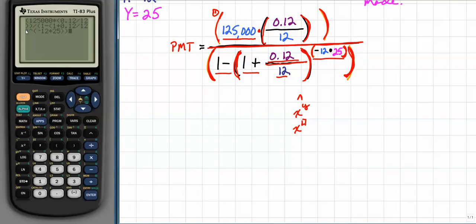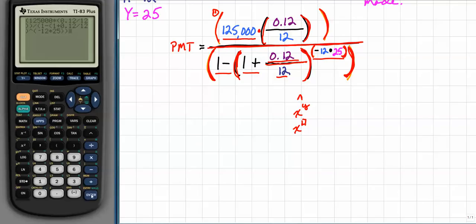So, open parentheses 125,000 times open parentheses 0.12 divided by 12, close parentheses, close them again. Then we divide, then we open the parentheses, 1 minus, open another parentheses. It'll be 1 plus, then 0.12 divided by 12. Close that parentheses. We're going to raise and get an exponent. Open parentheses. We're going to type in negative 12 times 25 and close parentheses. And then we're going to close the parentheses again. And that should have everything the way we need it.